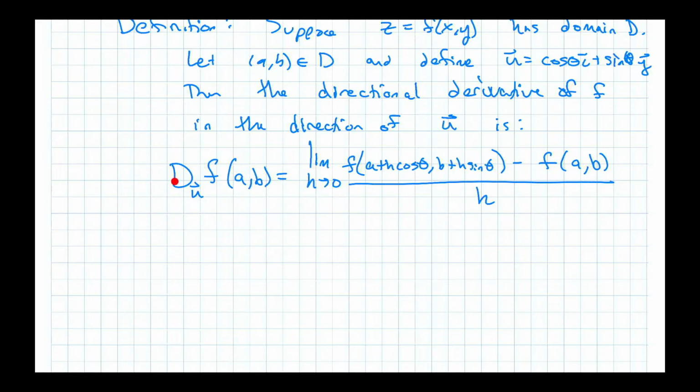So capital D is the directional derivative. You see the subscript u that indicates the direction. This is the function, and this is the point where you're evaluating it. So all of that is your directional derivative, provided the limit exists.